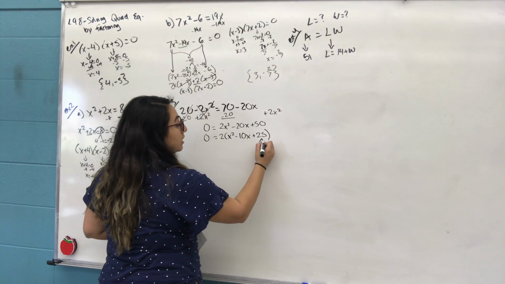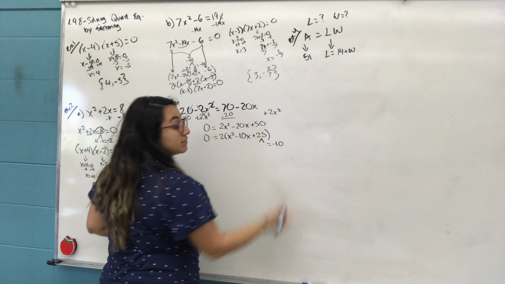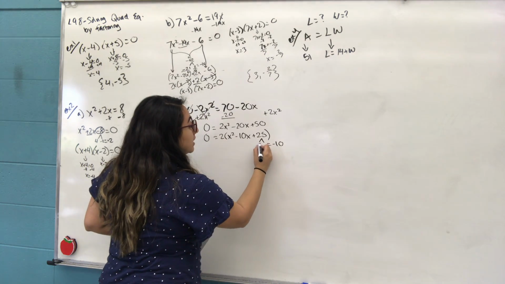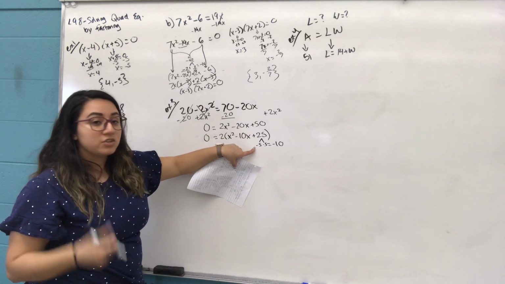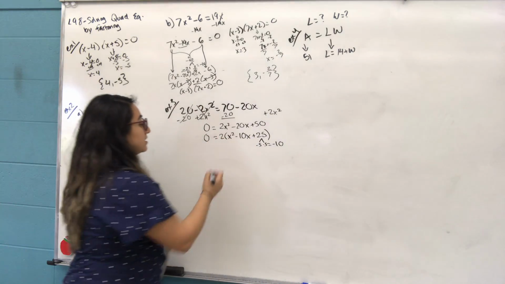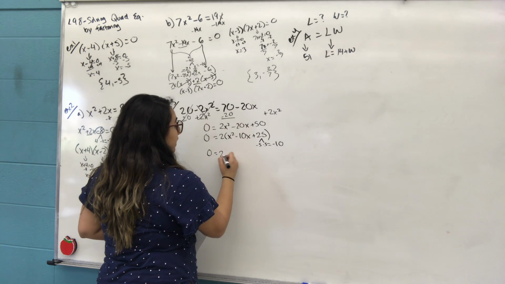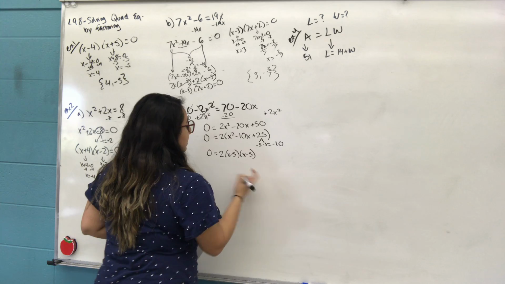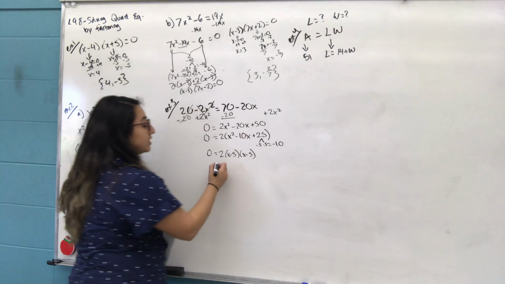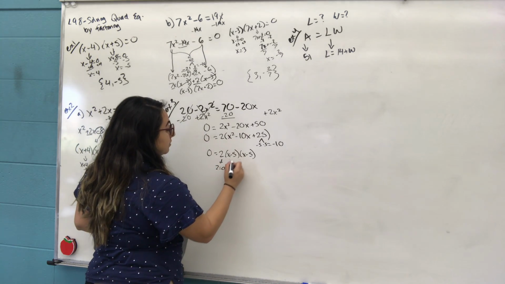Look for factors of 25 that add to negative 10. And your numbers will be negative 5 and negative 5. Remember, if it's positive, both your factors are positive or both of them are negative. So now, we get 2 times x minus 5 times x minus 5. Set it all equal to 0. And now you're setting each term equal to 0.